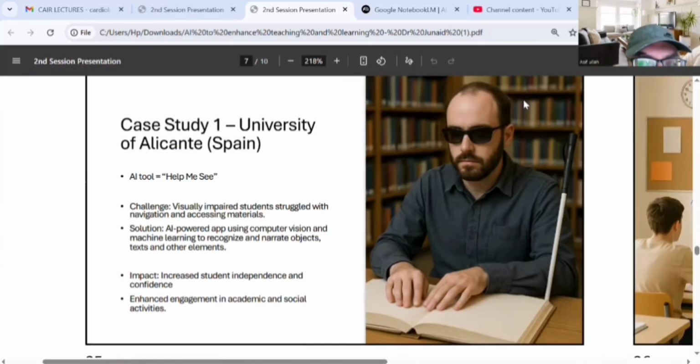An AI tool to help people see. The challenge: visually impaired students struggle with navigation and accessing material. An AI-powered app using computer vision and machine learning recognizes and narrates objects, text, and other elements. Impact: increased student independence and confidence, and enhanced engagement in academics.